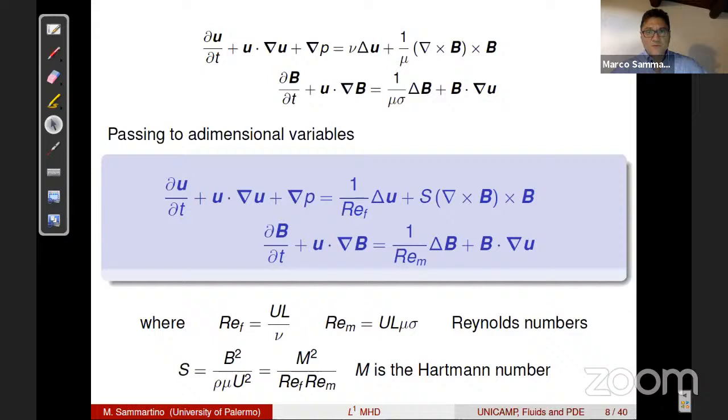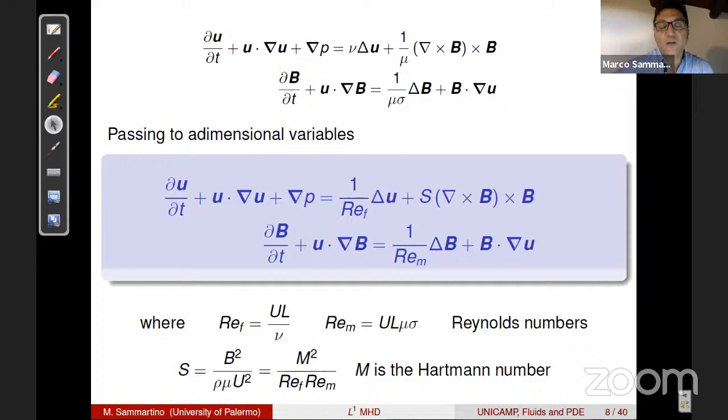Okay, so if one passes to the dimensional variables and one introduces the Reynolds number, we have the usual fluid Reynolds number, and we have the magnetic Reynolds number. In the Reynolds number, you compare the inertial forces with respect to the viscous forces. In the magnetic Reynolds number, you compare the advective effects with respect to the diffusion of the magnetic field.